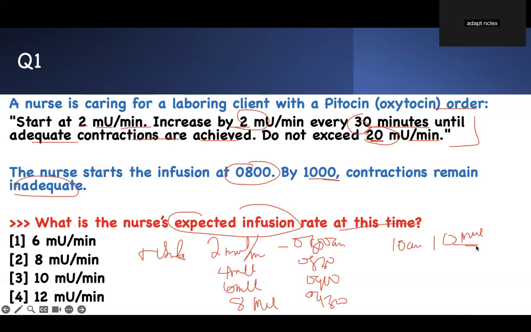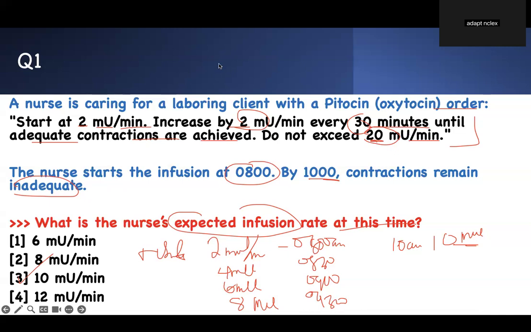This is the infusion that you should be having at this stage. What is the question asking you? What is the next expected infusion at this time? That's all. Just increment it as you go. Sometimes you get to the point you have to make a decision. So at 10 o'clock, the Pitocin infusion should be what? 10 milliunits per minute. Even though we have not achieved contraction, we still have time. They said we can go up to 20, but we should not go past 20. When you see these questions, don't run away, the answers are right there. 10 milliunits. That's all. Number 3, your answer.